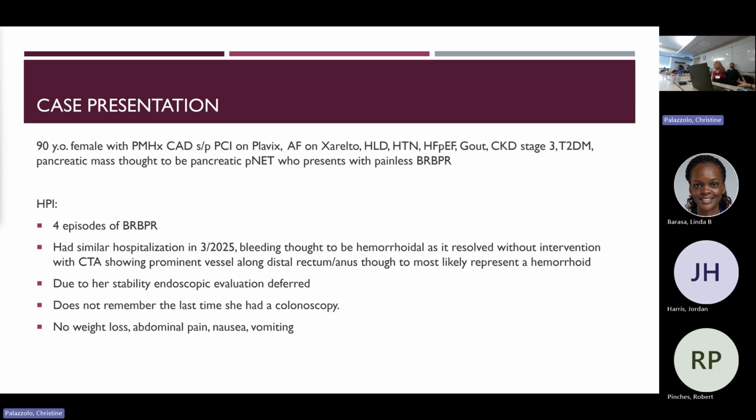I think I saw this patient when I was last on service in July, earlier this month. The bleeding at that time was felt to be hemorrhoidal, and she stopped having it. So she wasn't scoped. She did have a CTA showing a prominent vessel along the distal rectum. So everyone kind of thought it was a hemorrhoid. She was very stable. She doesn't remember the last time she's had a colonoscopy, and she's not having any abdominal pain, nausea, vomiting, or weight loss.